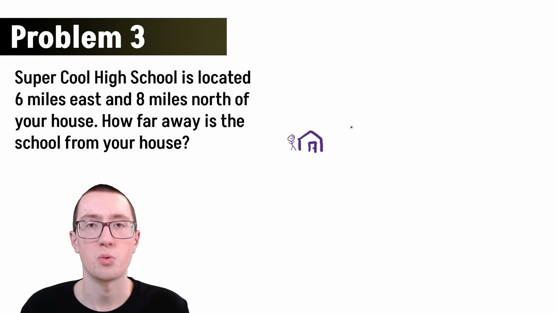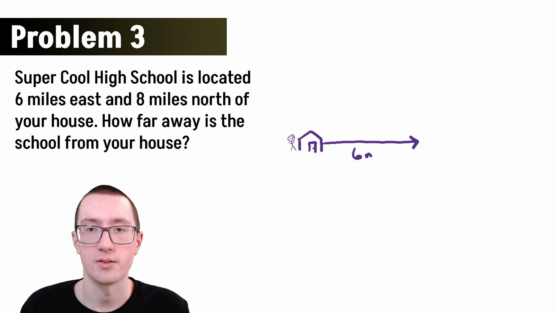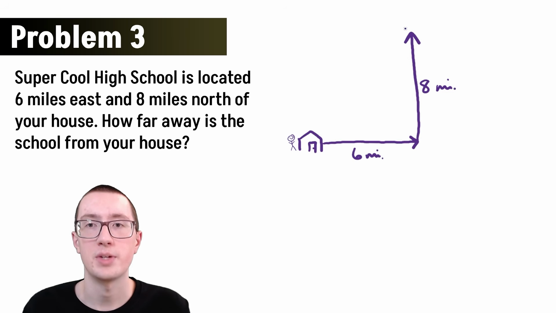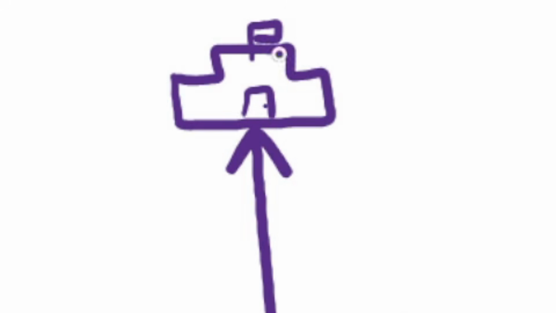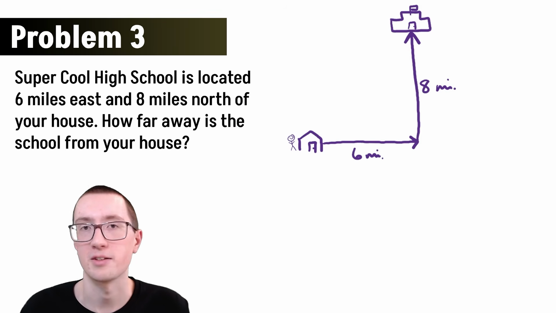So then let's just go ahead and draw what we know. So we know that Super Cool High School is 6 miles east. So let's just go ahead and draw a little arrow going to the east, and then we can just label this as 6 miles. So we know that it's 6 miles this way. And now it says that it's 8 miles north. So we need to go 8 miles up, and then we can just label this 8 miles. And then here we have our school. So let's just go ahead and draw a little school. I mean, not gonna lie, this kind of looks more like a castle than a school, but maybe your school is a castle. I don't know.